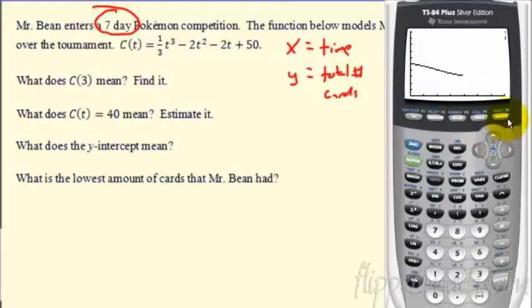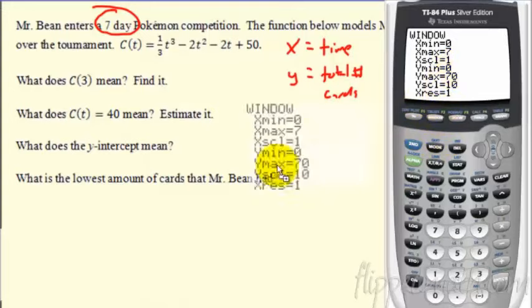Check this out. This is a friendly window. This is great because I'm only looking at the domain I need, from 0 to 7. Boom. I don't need a day 8, day 9. Who cares what happened? The tournament's over. I maybe have a little extra Y here, but that's okay. If I wanted to trim down, he's not going to get to 100 cards like I guessed. Maybe he's only going to get to 70. But it was pretty good the way it was. So I trimmed that down to 70. So there we go. That's pretty cool.